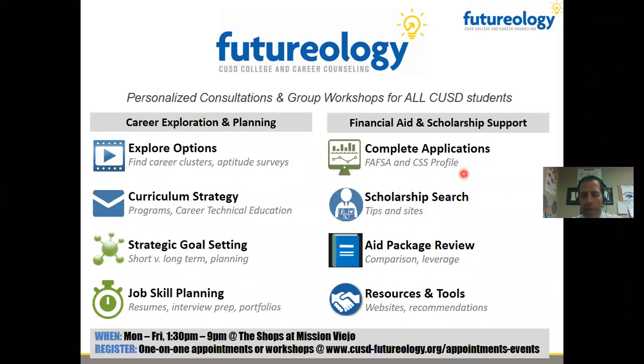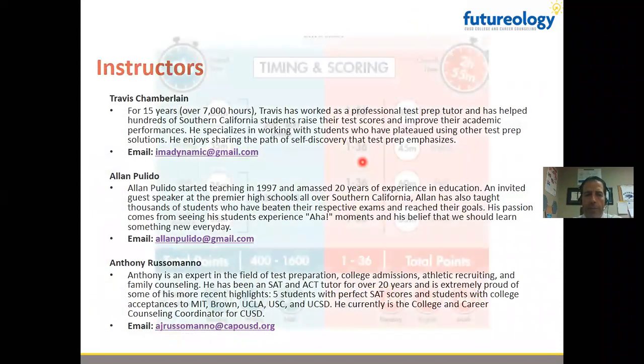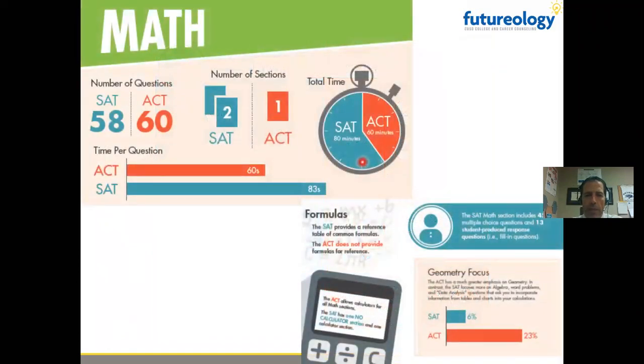So when we talk about math, here's the math section. Here's a quick little snippet of what it looks like. The SAT has 58 questions. The ACT has 60 questions. The ACT has 60 minutes. So when we look at it, it's 60 questions in 60 minutes. It's a minute per question, or 60 seconds per question. We talked about pacing, which we'll get back onto.